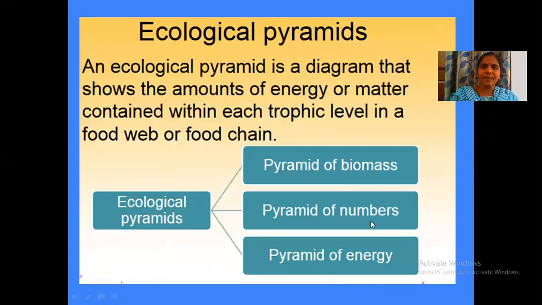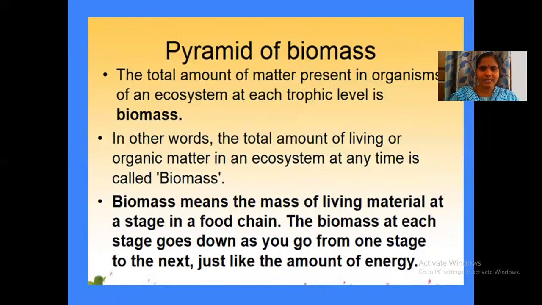The ecological pyramid can be represented based on three categories, as I told. It can be number, it can be biomass, or it can be in terms of energy. So we have three different types of ecological pyramids: pyramid of biomass, pyramid of number, and pyramid of energy. So let's discuss the pyramid of biomass.